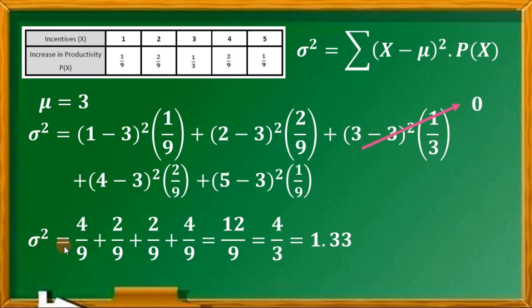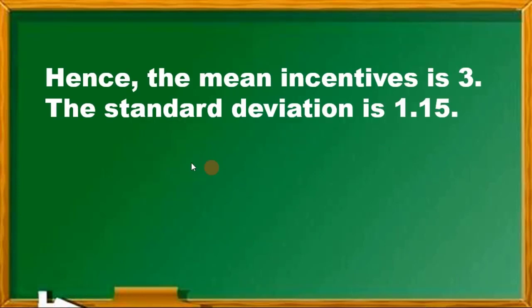So we are to look for the square root of sigma squared, and that is the standard deviation. The square root of 1.33 is 1.15. Hence, the mean incentive is 3 and the standard deviation is 1.15.